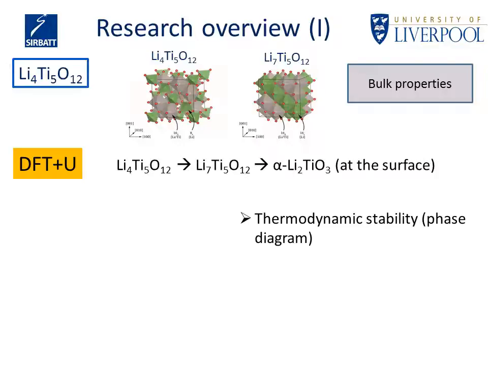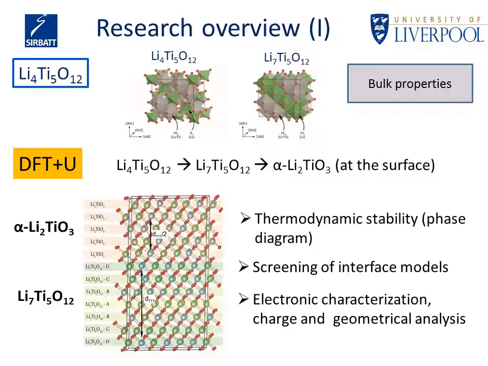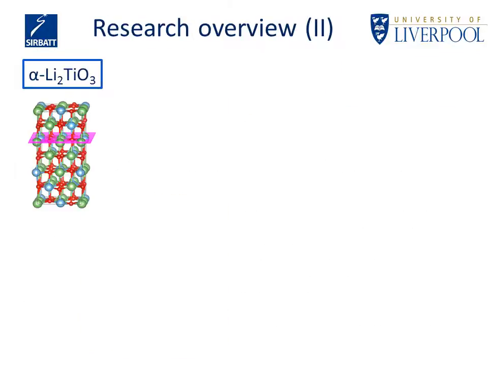Experiments suggest the formation of a new phase at the surface of lithium-7, which is called alpha lithium-2. For these reasons, we have built several interface models for alpha lithium-2 and lithium-7. With these interface models, we investigated the electronic screening. In addition, we performed electronic characterization and carried out charge and geometrical analysis. In the second part of this work package, we analyzed in detail the alpha lithium-2 phase.